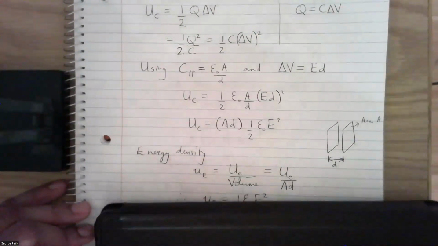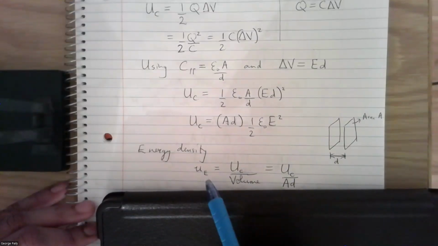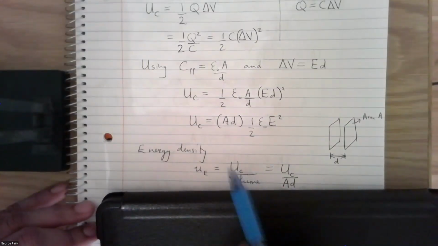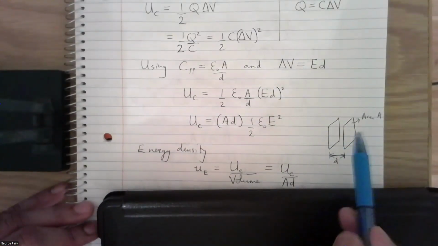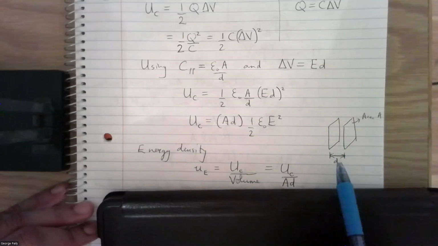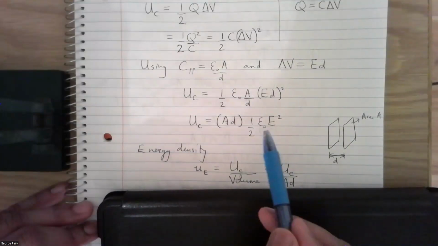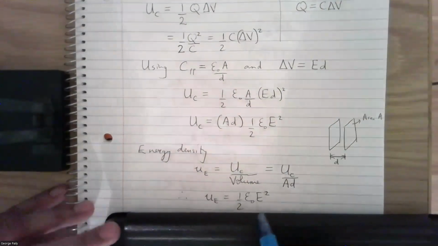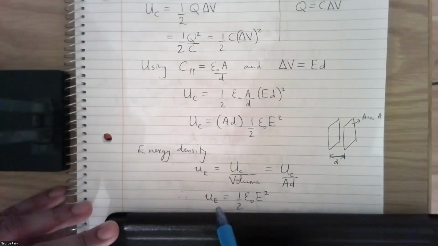So that's exactly what our next step is. We'll say that the energy density in electric fields is this total energy U_C divided by the volume where the energy is stored, which would simply be the area A times the distance D. So we get U_C over AD. And so if we plug in our expression for U_C, we get that the energy density, which is this little u with the subscript E for electric, this electric field energy density is 1/2 epsilon naught E squared.